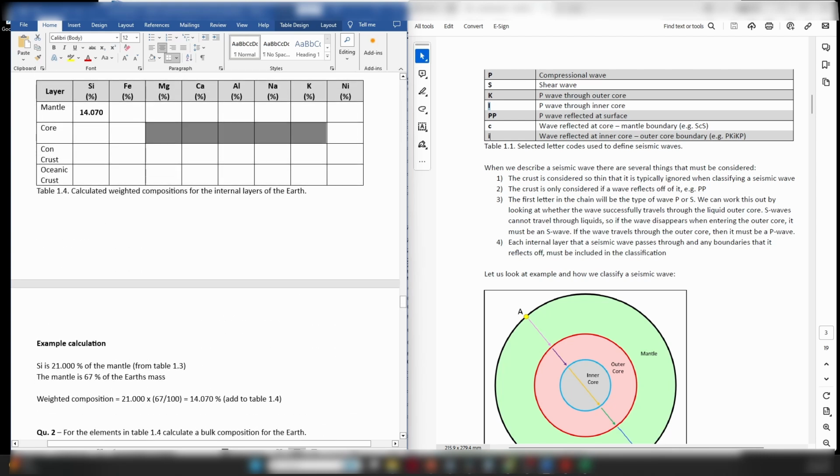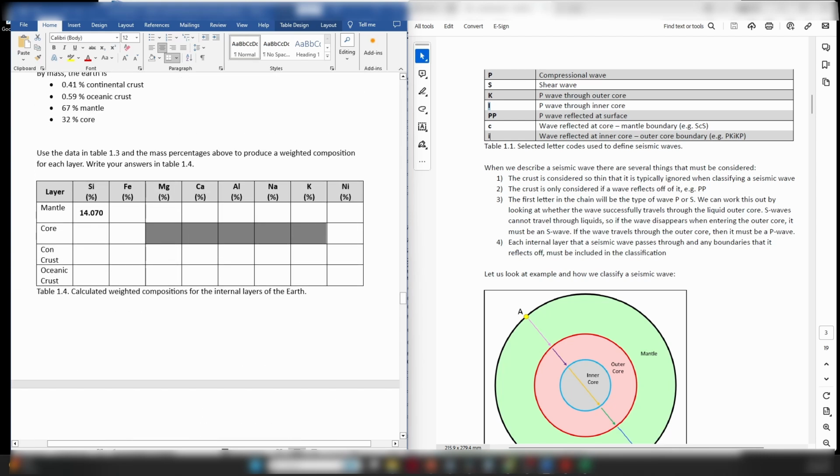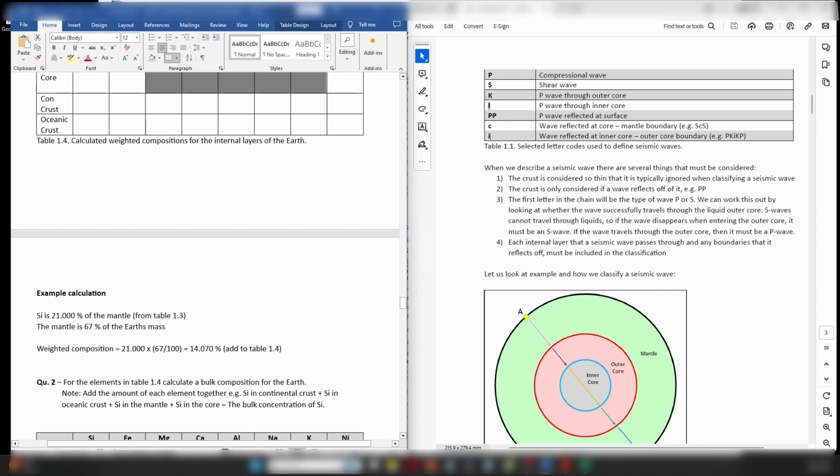So if we were to repeat the process that we use in table 1.4, and we did it for all the elements in the Earth and how they're distributed between each of the layers, when you added all those numbers together, it would come to 100%. And so that is called the bulk Earth. Essentially, it's the bulk composition for the entire planet.